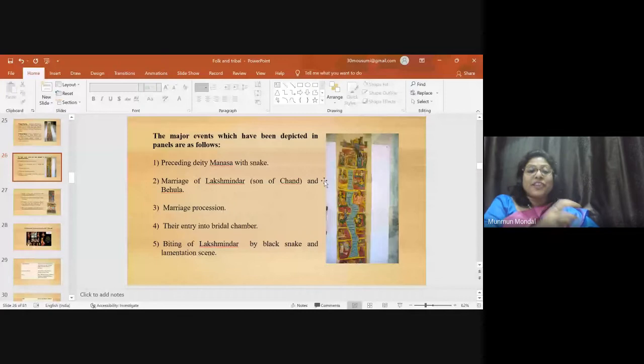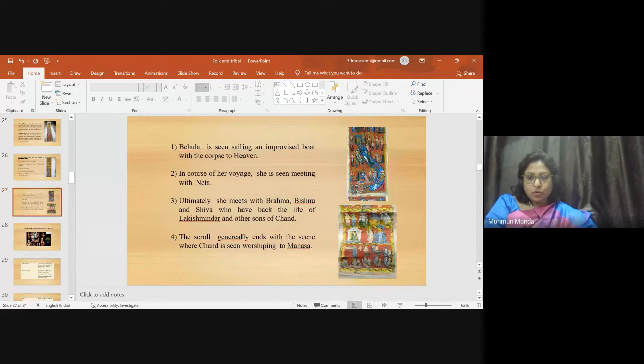She wants to be worshipped by Chand Sadagar rather than by anyone else. So Manasha tried to convince Chand Sadagar, but Chand Sadagar was very adamant. On the day of the marriage of Lakshmindar and Behula, the son of Chand Sadagar, Manasha entered their bridal chamber in the form of a snake, and Lakshmindar was bitten by a black snake. Here you can see, and then the lamentation scene.